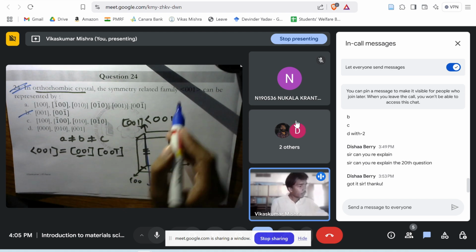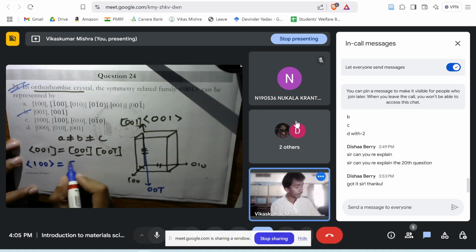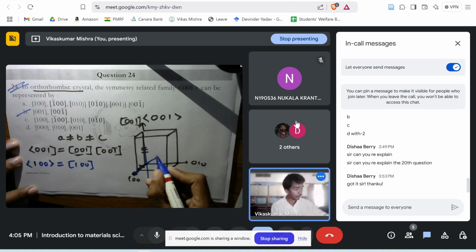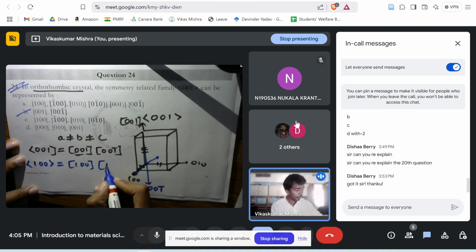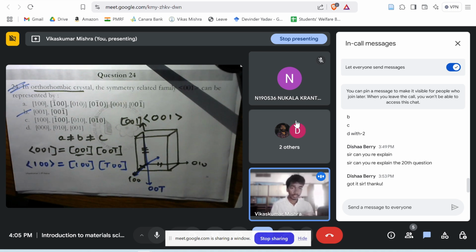So you can see now how the things are changing. Not only for 001, even if I am talking about 100, this particular family, how will we write it? First, 100 will remain as it is, that is this one, and the opposite of it will be there, that is 1 bar 00. So the things are changing drastically.